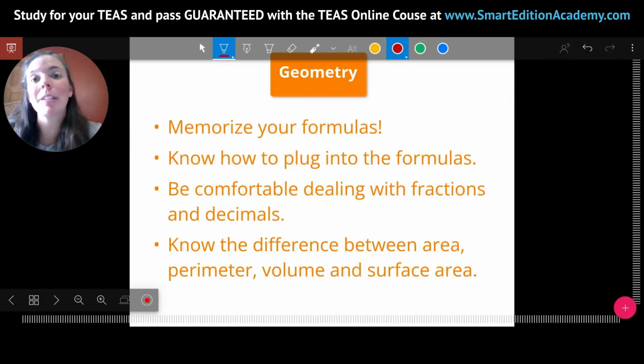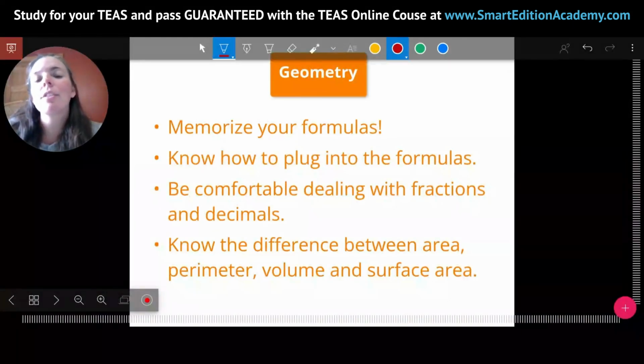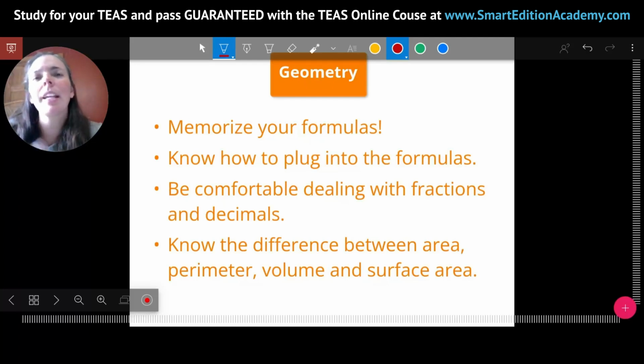Okay, you need to know how to plug into those formulas. Once you have it memorized, then you need to know how to plug in the information appropriately and solve for whatever is missing. You want to be comfortable dealing with fractions and decimals. You will definitely see that within your geometry questions, especially word problems. And then you also want to just know the difference between area, perimeter, volume, surface area, conceptually knowing the difference, because if a question asks you for something like the length of a fence around a yard, you need to know that that is asking you about perimeter, right? So conceptually, you just need to know what each of those things mean.